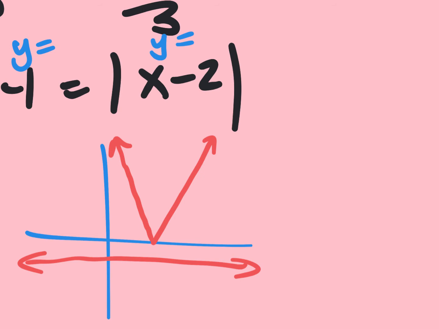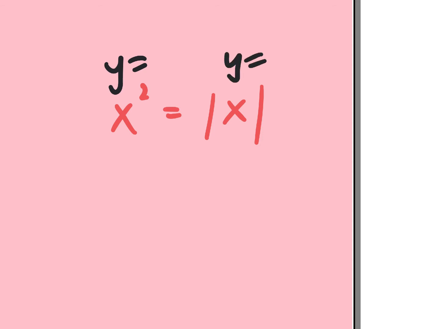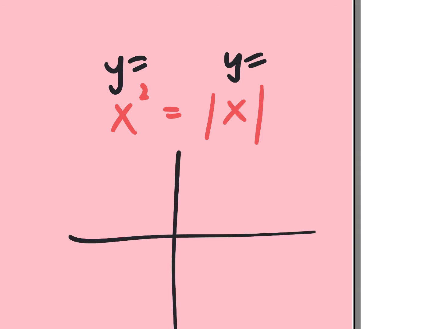So then we can even use this for moments like later on. They're going to do something like this: x squared equals absolute value of x. And you can think to yourself, dang, that's weird. I'm not sure exactly what to do on that. Or you can think to yourself, y equals x squared, I know exactly what that looks like. Y equals absolute value of x, I know exactly what that looks like. I can graph both of them, and I can see where they cross.